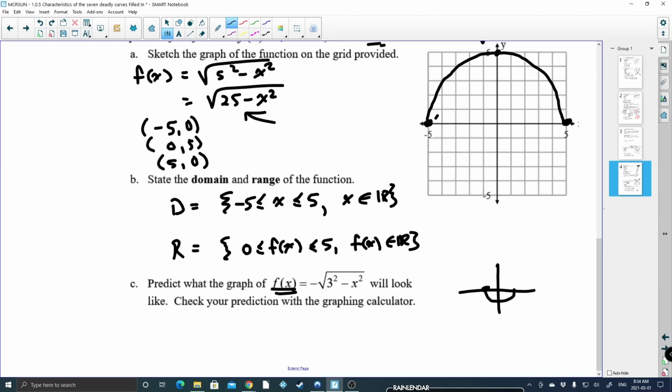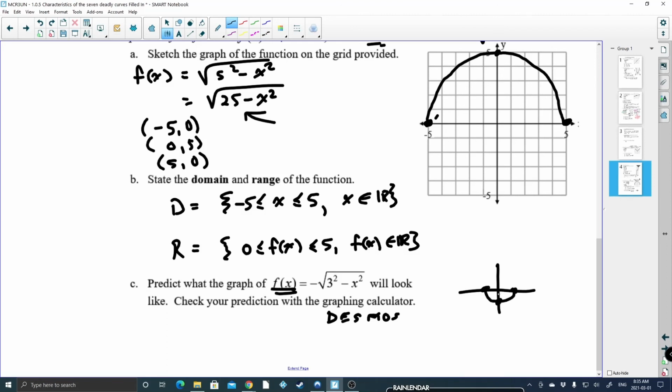And because it's 3 squared, we actually know that the radius is 3, so we could figure out those 3 points. And it says check the prediction with the graphing calculator. You could use Desmos to do that. If you type that equation into Desmos, you should be able to see what the graph looks like, and it should look like this.